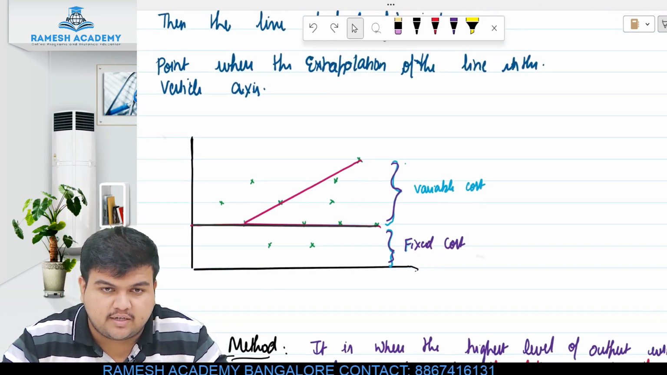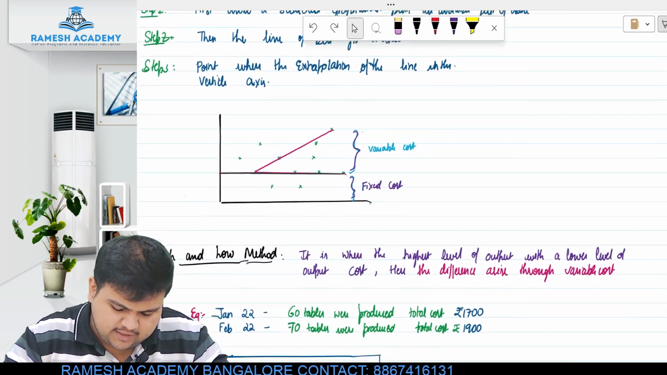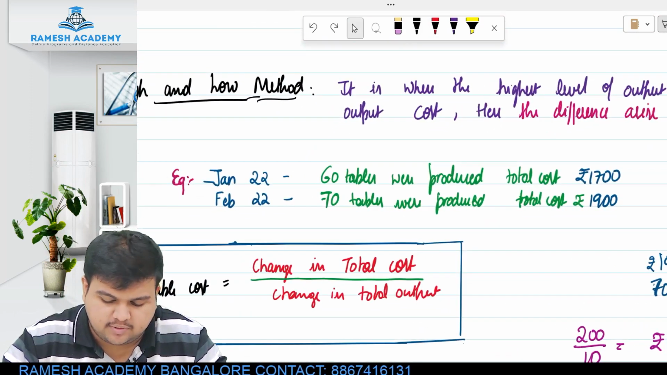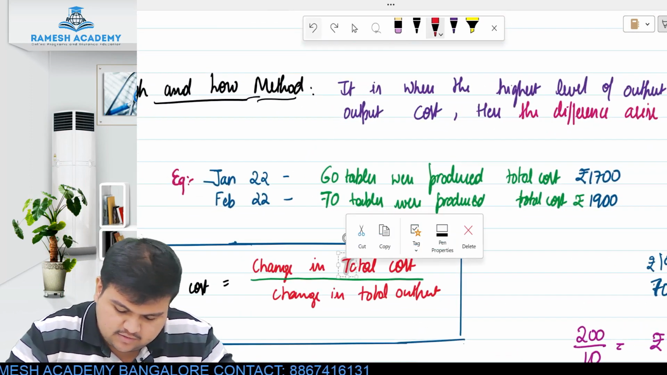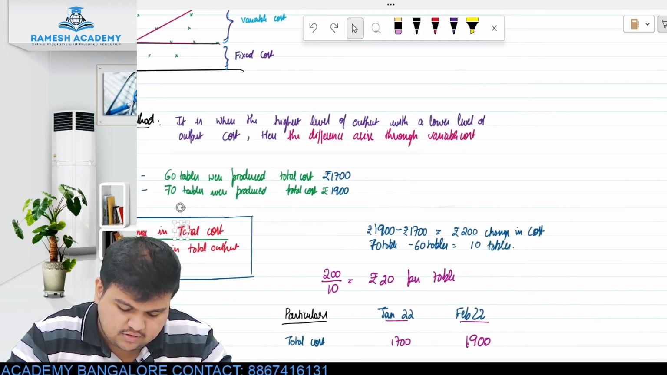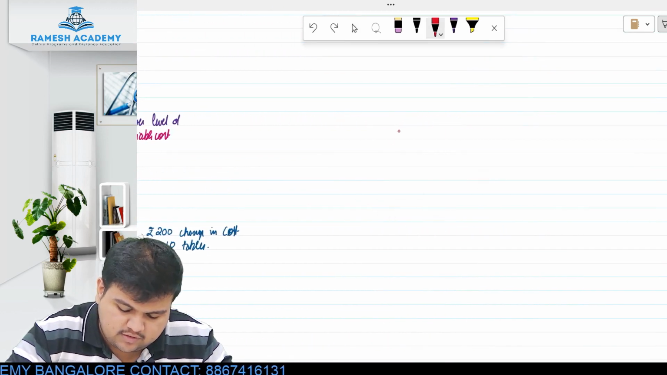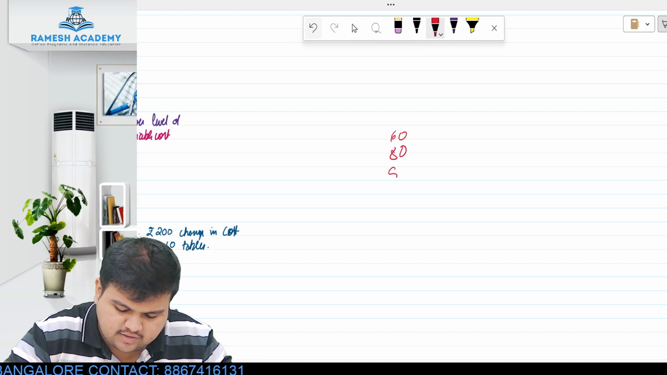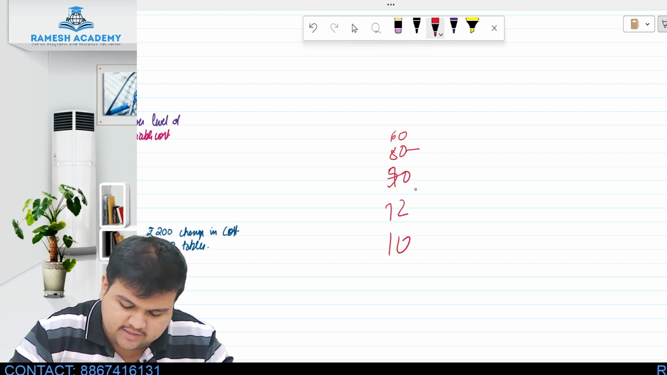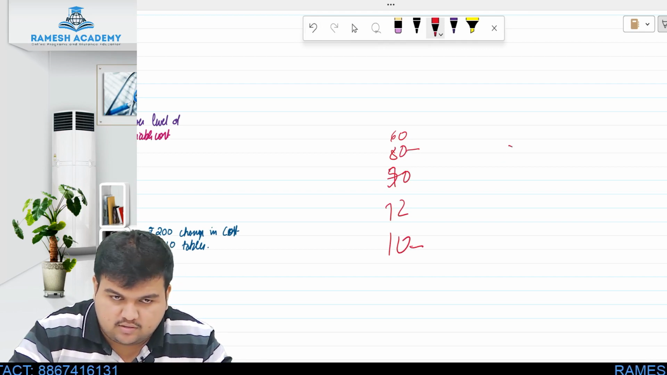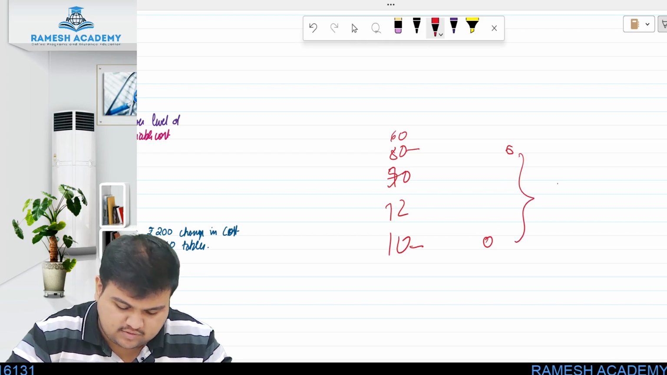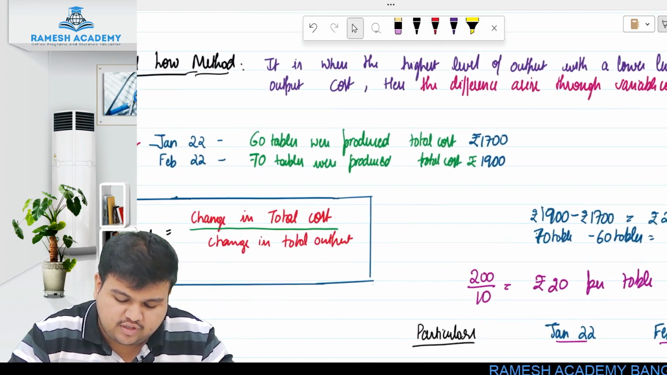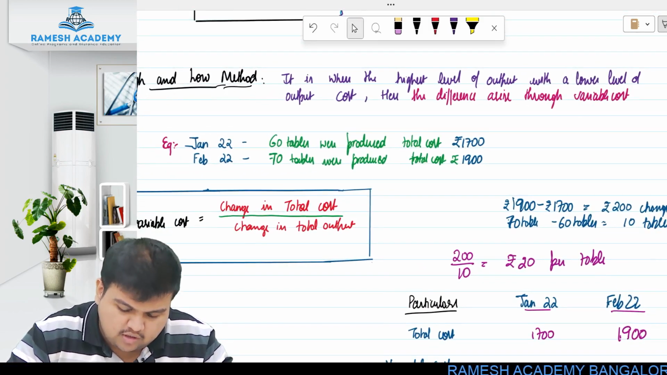How do you determine it? The high and low method. Here I have taken only 2 examples. If it was like 160 units, 180 tables, 70 tables, 12 tables, 10 tables, the highest is 80, and you need to find what cost is incurred for that. Highest and low, and you need to deduct the total cost. That I will explain here.